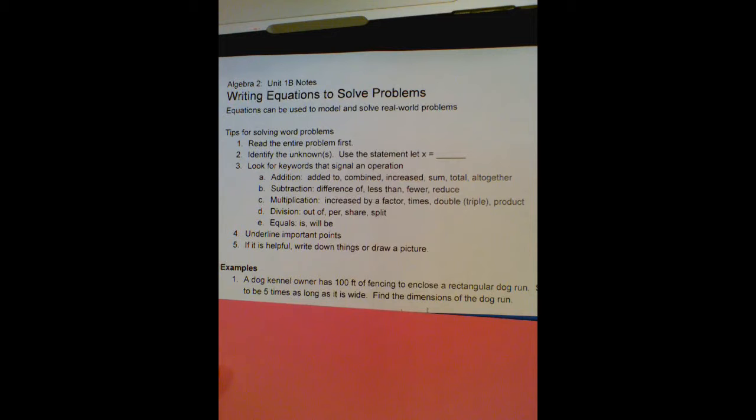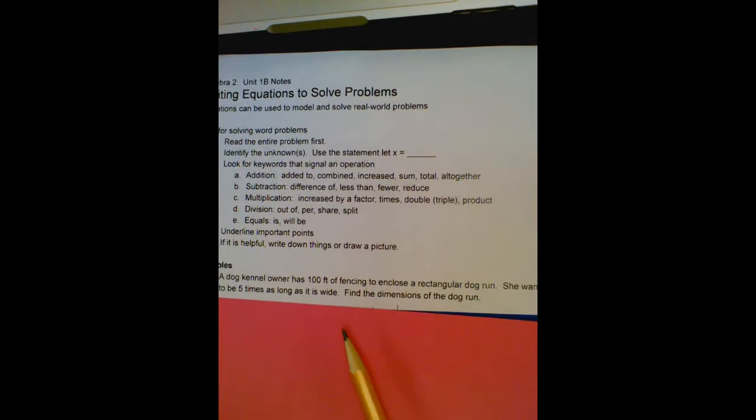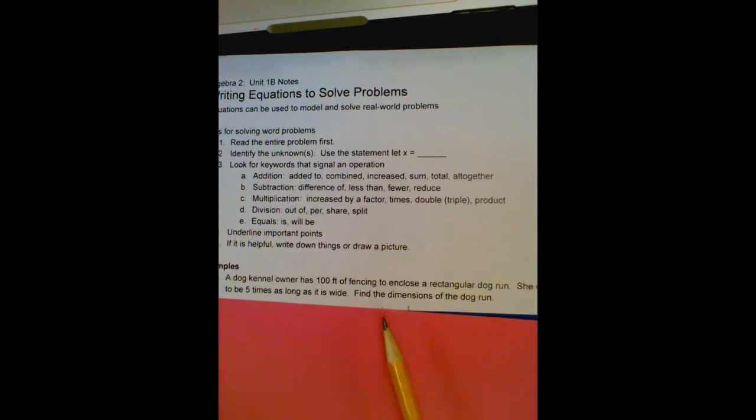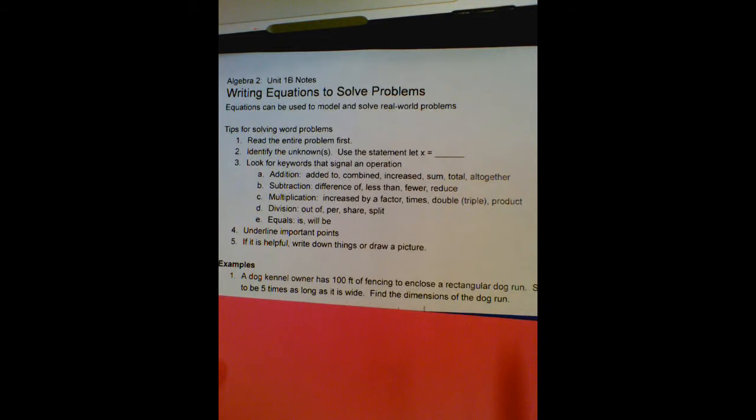So for this first problem, a dog kennel owner has 100 feet of fencing to enclose a rectangular dog run. She wants it to be 5 times as long as it is wide. Find the dimensions of the dog run. Okay, so I'm going to underline a couple things. I have 100 feet of fencing to enclose the entire dog run.